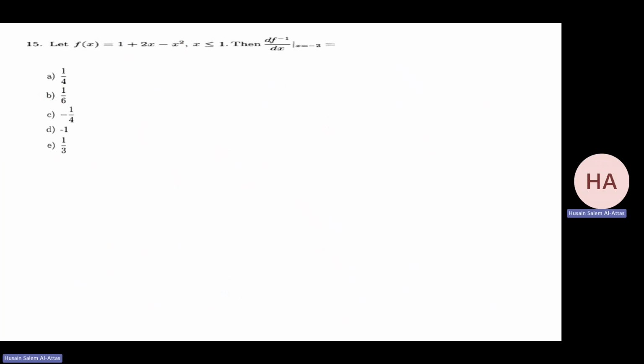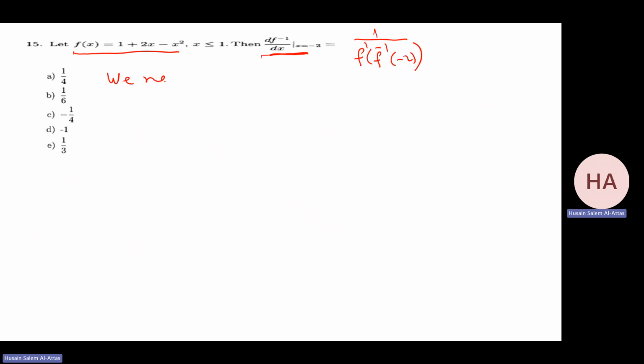Now the f inverse, something about the f inverse. I need to find this derivative of f inverse at x equal minus 2. And that will be 1 over f prime at f inverse of minus 2. So we need to find f inverse. I have this f of x.